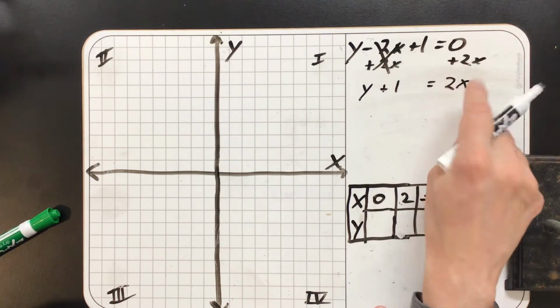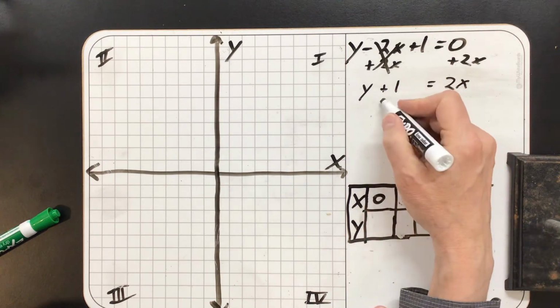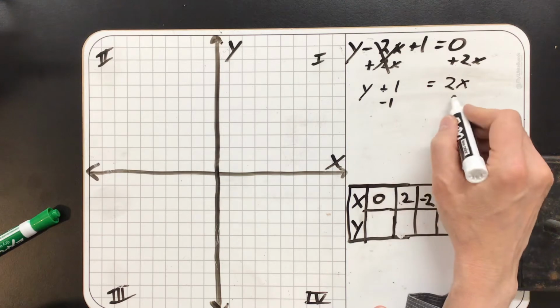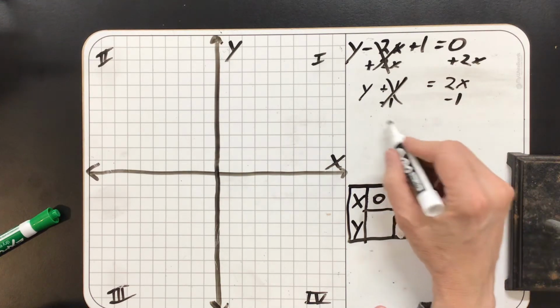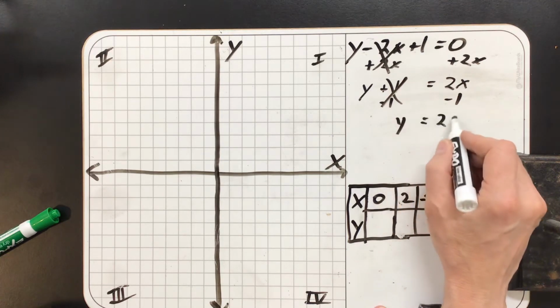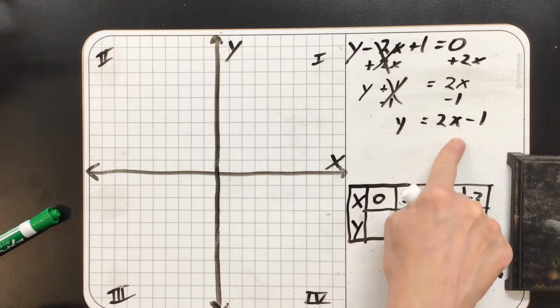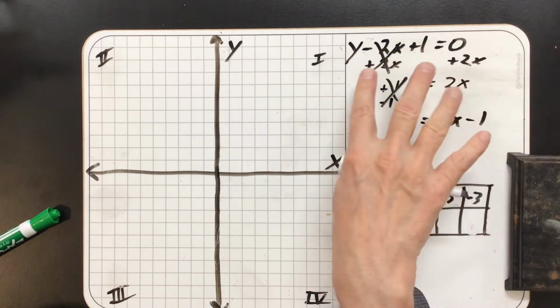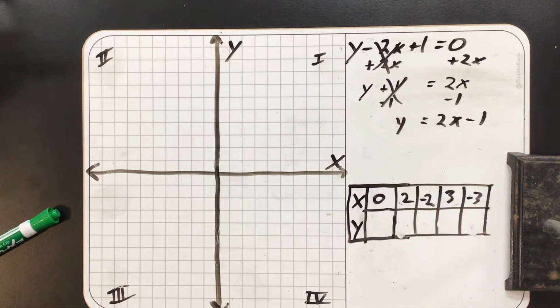So it goes away over here, and I'm left with y plus 1 equals 2x. 0 plus 2x is 2x. I still want to get y by itself, so I have to get rid of this 1. It's plus 1, so I'm going to subtract 1 from both sides. Plus 1 and minus 1 is 0, so I'm left with y equals 2x minus 1. So it's the same equation as the beginning, it's just that I've gotten y by itself, and that allows me to solve the equation for y.